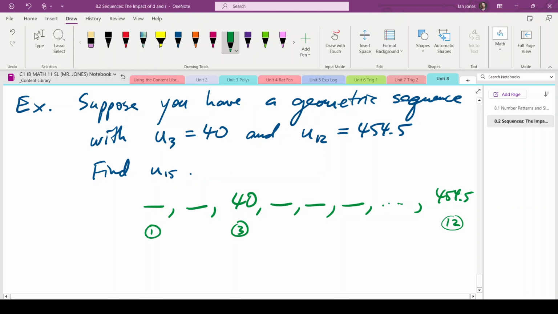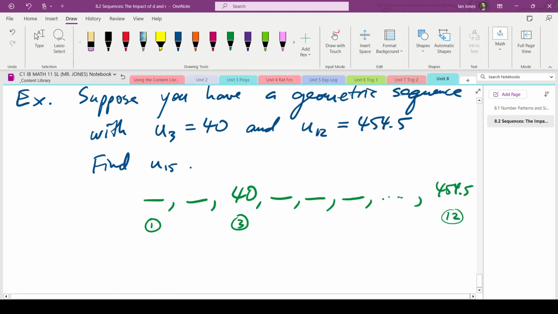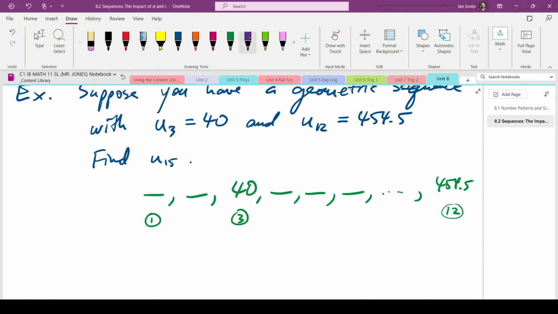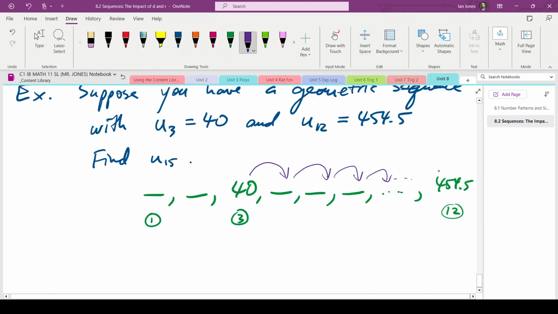Okay, so probably the easiest way to do this type of question is you think, how many jumps are there from the first number I know all the way to the second number that I know? Okay, how many jumps from term 3 to term 12? Well, the number of jumps is just going to be term 12 minus term 3, 9 jumps. Okay, you can see that easily here. If you want to know how many jumps from term 1 to term 3, well, 1, 2. It's just 3 minus 1. Okay, so you just subtract the positions to see how many jumps there are.